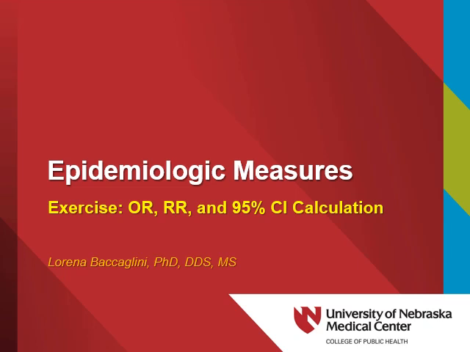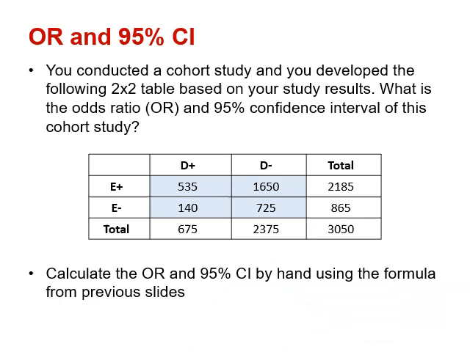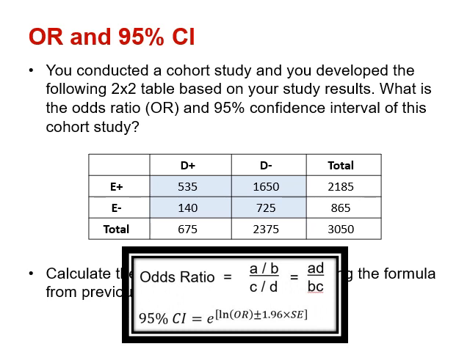For this exercise, you will be calculating odds ratio, relative risk, and 95% confidence intervals by hand as well as in SAS. For the first part, you conducted a cohort study and you developed the following 2 by 2 table based on your study results. What is the odds ratio and 95% confidence interval of this cohort study? You can calculate them using these formulas from your lecture slides.